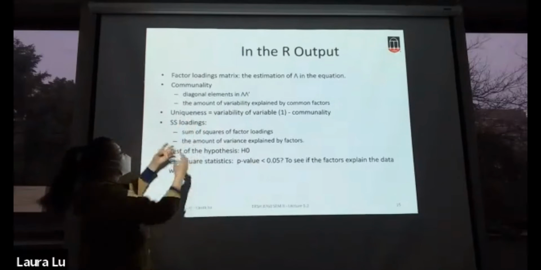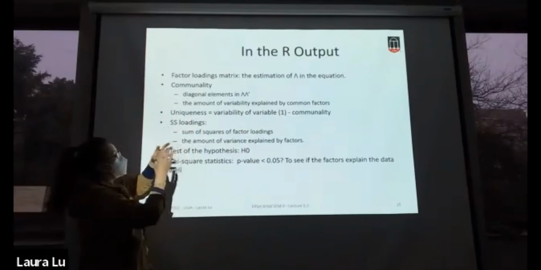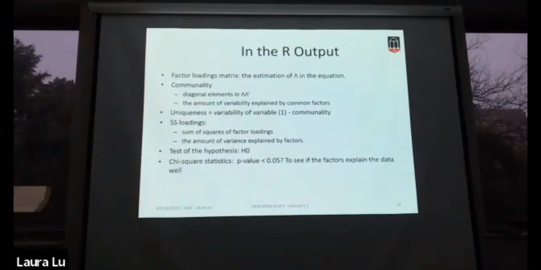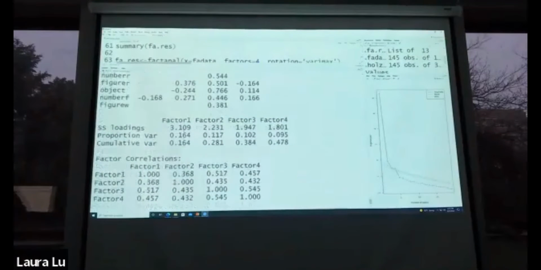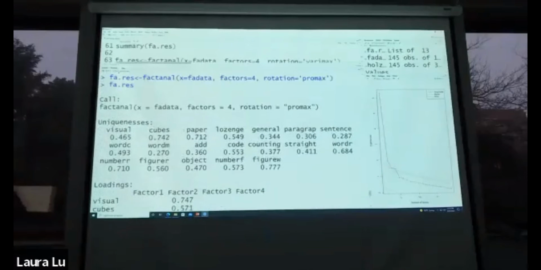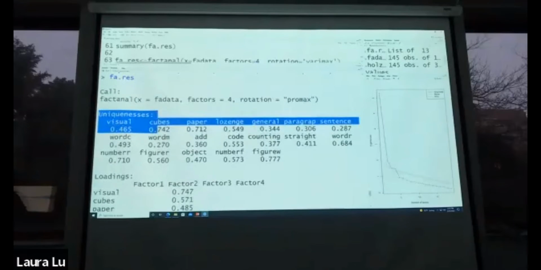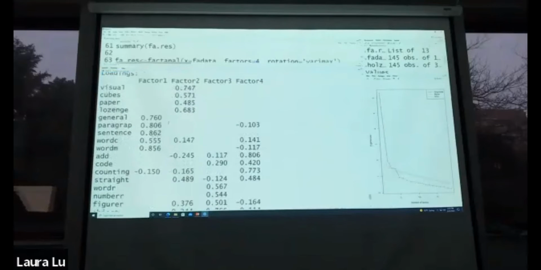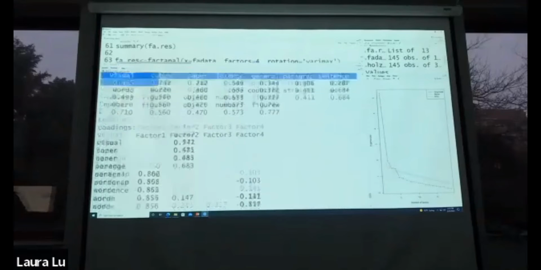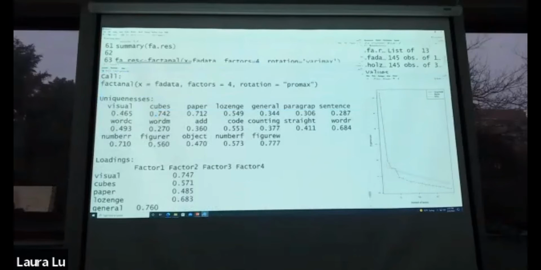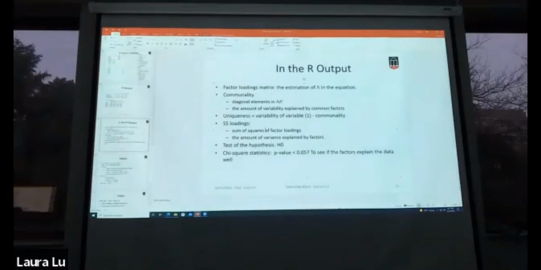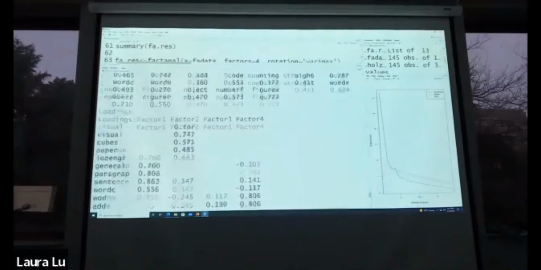One minus the communality is the uniqueness. So we showed the uniqueness output, which is the variance for the unique factors. It's calculated as lambda times the transpose of lambda, and then one minus the diagonal elements gives us these 19 unique variances. We also have SS loadings, the sum of squares of factor loadings, and the amount of variance explained by our factors. We have already explained it here.